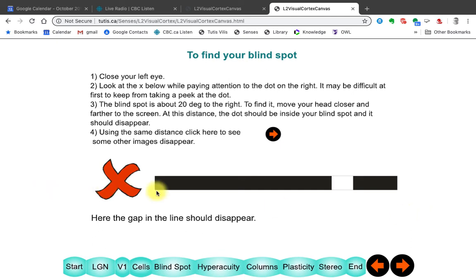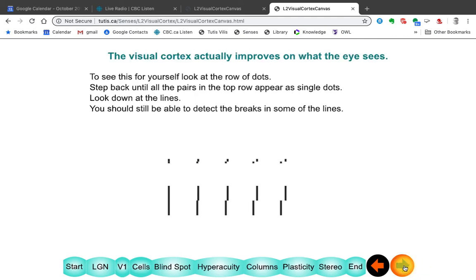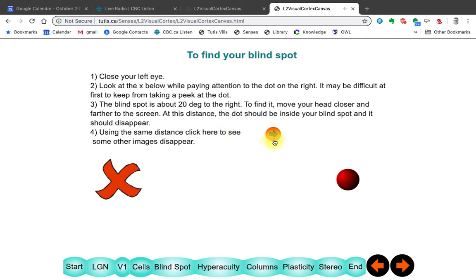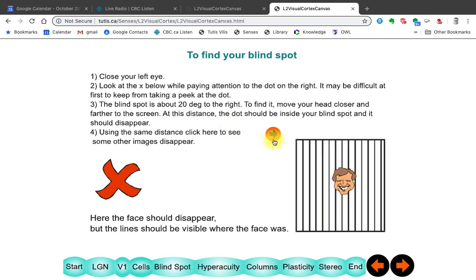Okay? You have to keep looking at the X, and just in your periphery, you'll see this line, and it won't have a break in it. Surprisingly, if you look at a face, you won't see the face. Not if you don't look at it, but if you look at the X while a face appears here, the face will disappear. And yet, you'll see the lines running through the face.